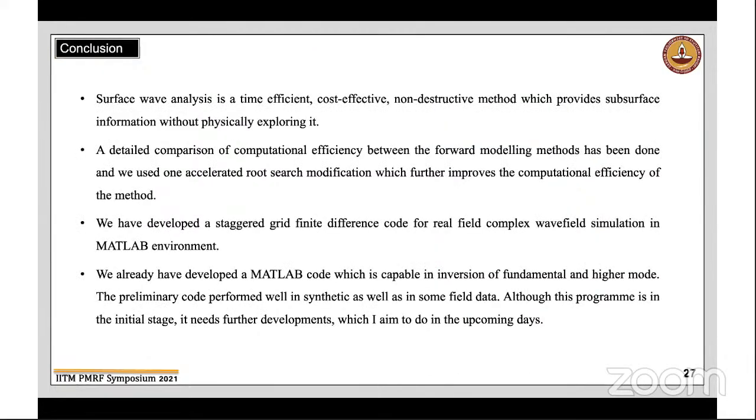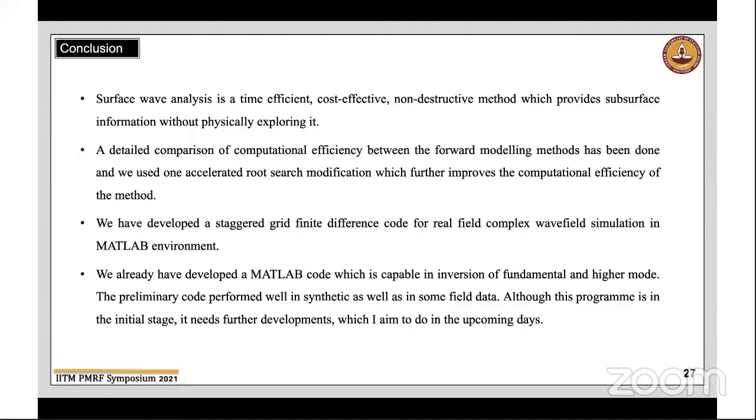Now the conclusion. Surface wave analysis is a cost-effective, time-efficient, non-destructive method which provides subsurface information without physically exploring it. In this project, we have developed a staggered grid finite difference scheme which is capable of modeling complex layered soil profiles.